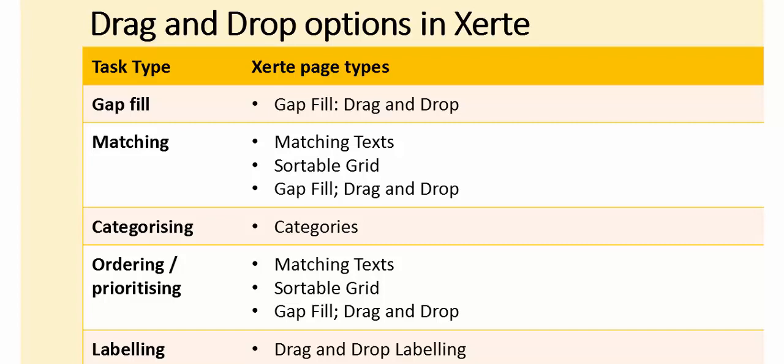So, to summarize, you can create a number of different tasks that involve drag and drop. And these include gap fill, matching, categorizing, ordering or prioritizing tasks, and image labeling tasks. You need to think carefully about the Xerte page type that you choose to meet your needs, as there's some overlap in what is possible. And each page type provides different learning opportunities, which may not be immediately apparent.